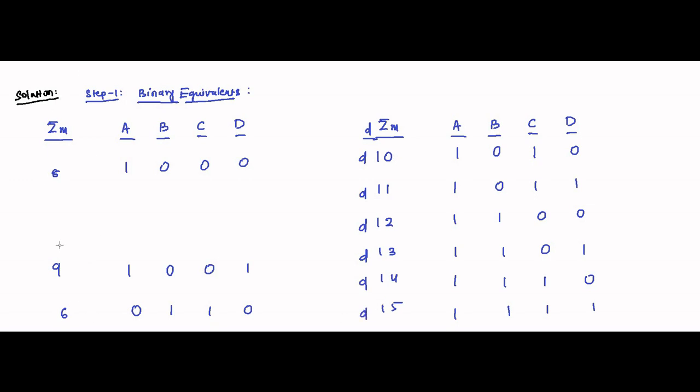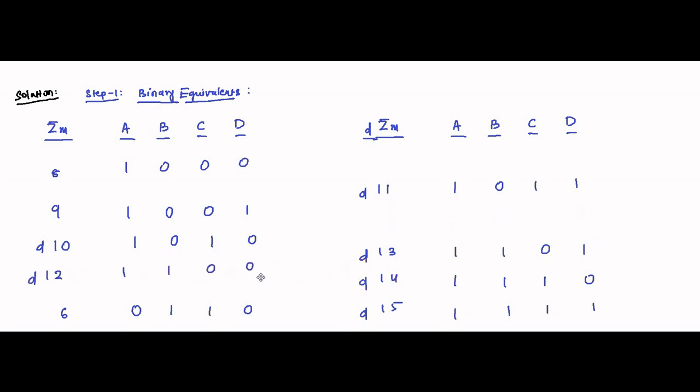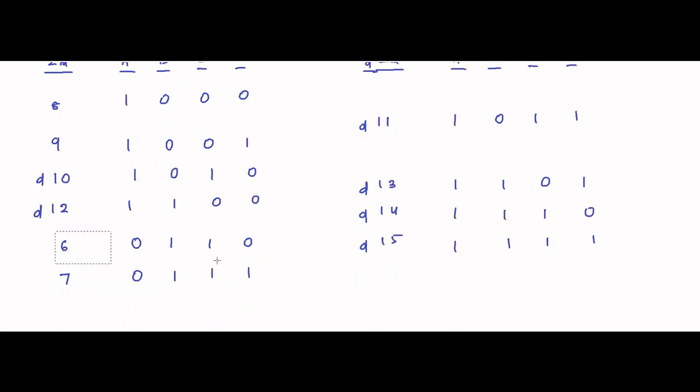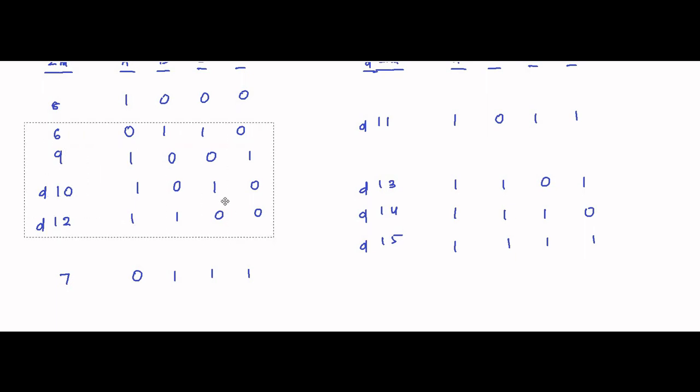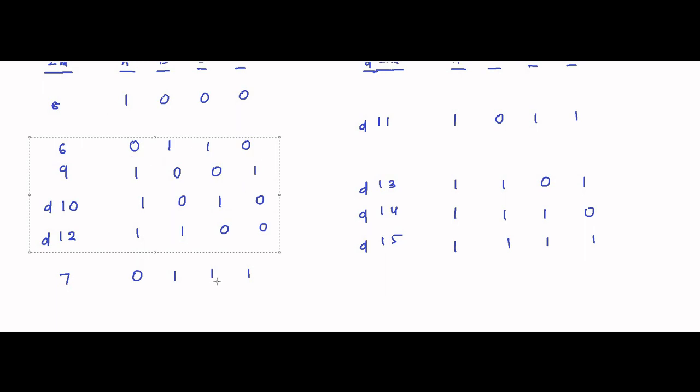So we have 9, 10, 12, and we have 9, 10, 12 and 6. 6 also has 2 1 bits. Okay, so they are in one group consisting of only 2 1 bits. Again, they are in ascending order depending upon the position of 1 bit from LSB to MSB.